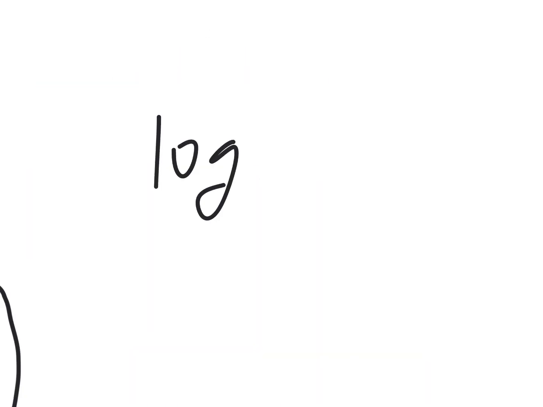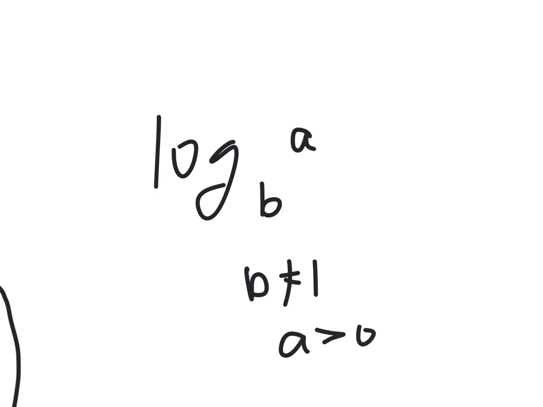Log base b of a. Do you agree that I chose letters that are appropriate for the positions? A for argument, B for base? Well, B cannot be 1. That's the weird one. But A and B both have to be greater than 0. A has to be greater than 0, B has to be greater than 0. But B cannot be 1. Why not? It's an extra rule about logs.